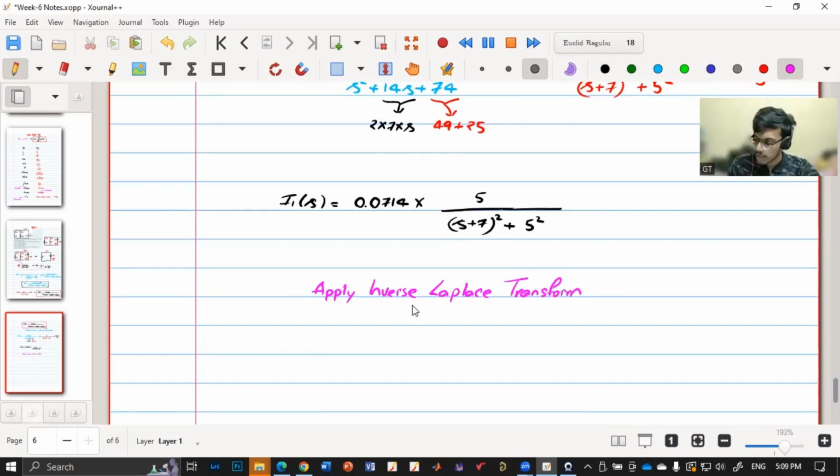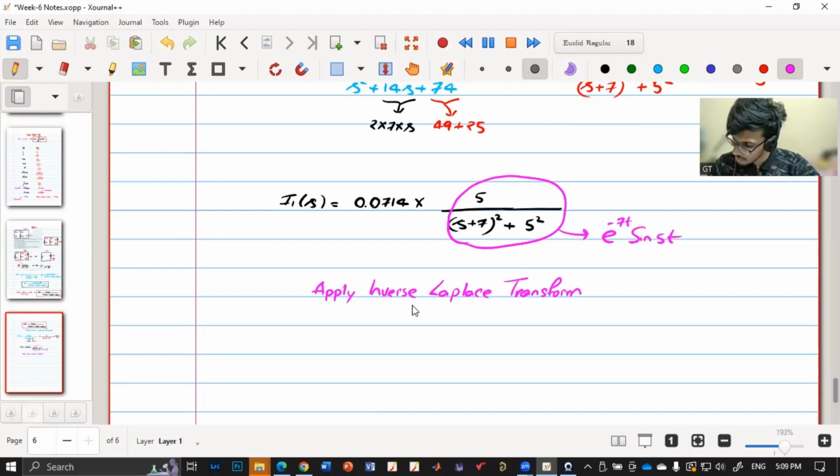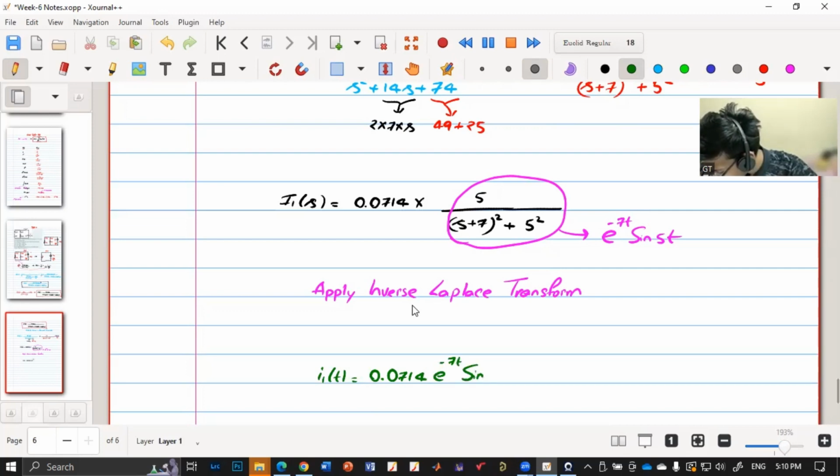So now if we apply inverse transform, we know that this is nothing but e to the power minus 7t sine 5t. So now we'll be getting I1 of t as 0.0714 into e to the power minus 7t sine 5t, isn't it? I1 of t.